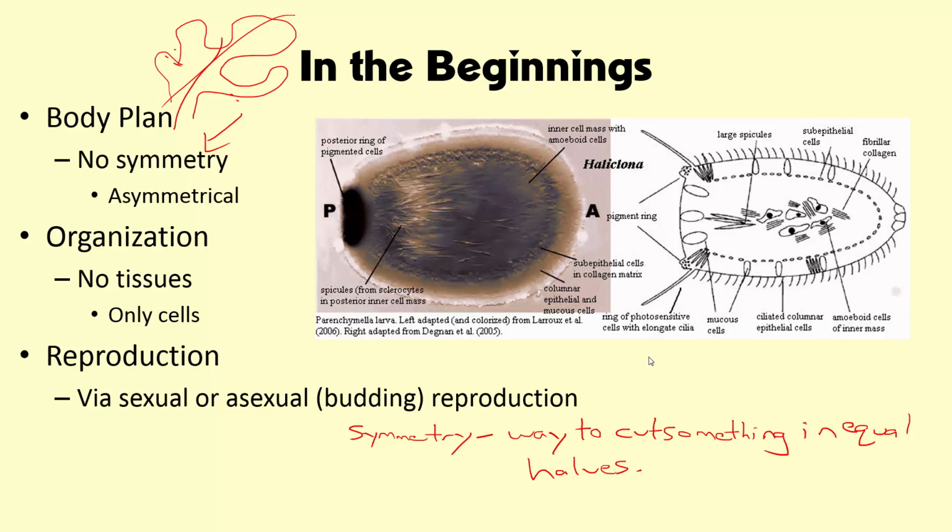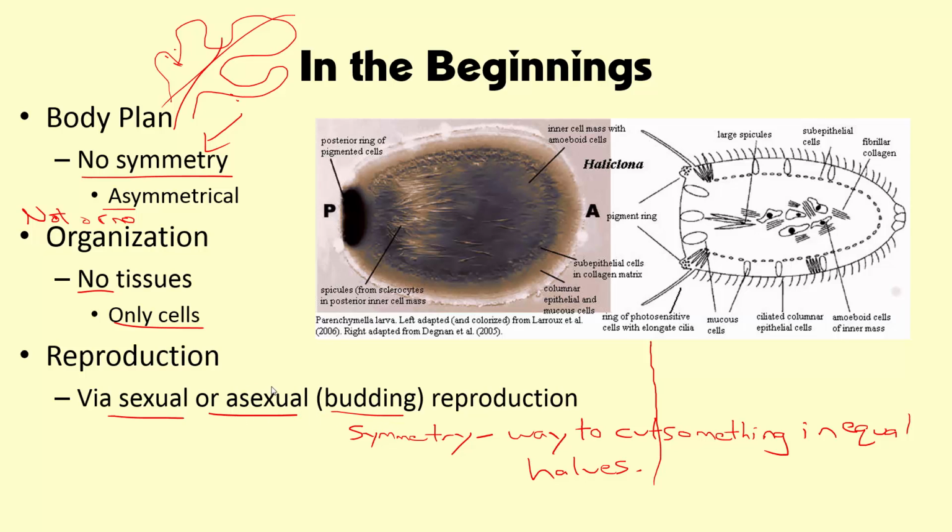So if I cut you down the vertical middle, starting from your head and going all the way down to your feet, your left side is going to be virtually identical to your right side. Now you are what are called bilaterally symmetric. Sponges, on the other hand, are not. They have no symmetry. They are asymmetrical, and again, the prefix a, just like in, means not or no. So not or no. The organization is that they just have cells, no tissues, and they can reproduce sexually or asexually by a process called budding.